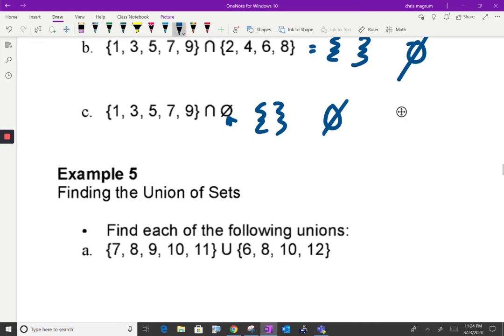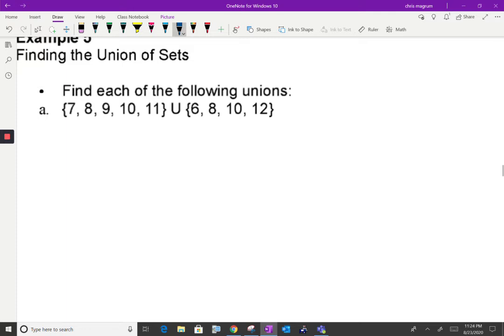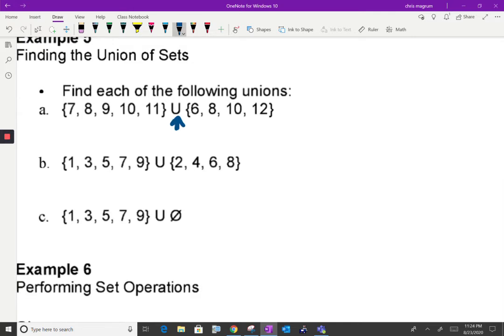Alright, practicing some unions. Union, again, you just combine the two together. So just kind of think of taking them and smashing them together, and whatever's there is there. So if we have 7, 8, 9, 10, 11, or, remember that means or, 6, 8, 10, and 12, we just combine those together. If you have repeated numbers or elements of any sort, you don't need to list the repeats. So I have a 6, 7, 8, 9, 10, 11, 12.